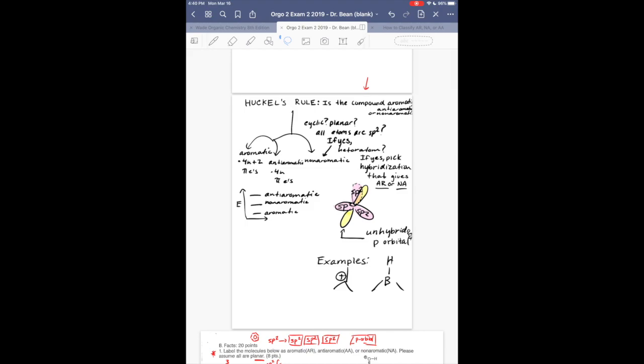Okay, so a molecule can be classified. You make your way down here, and you ask yourself, is it cyclic? Check. Is it planar? Check. Are all the atoms sp2? Check, right? If your answer is not yes to any of these, then right away you go non-aromatic, okay?